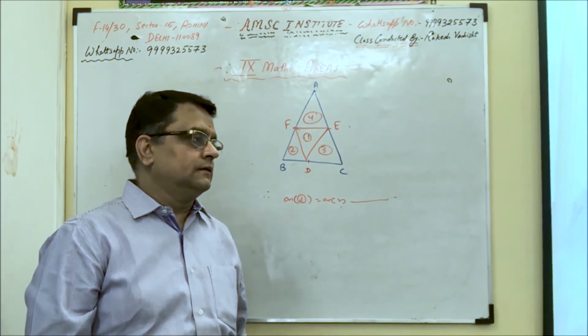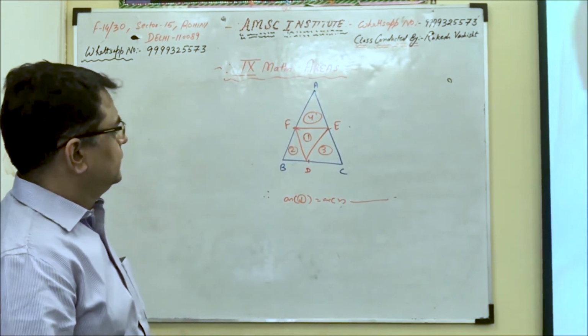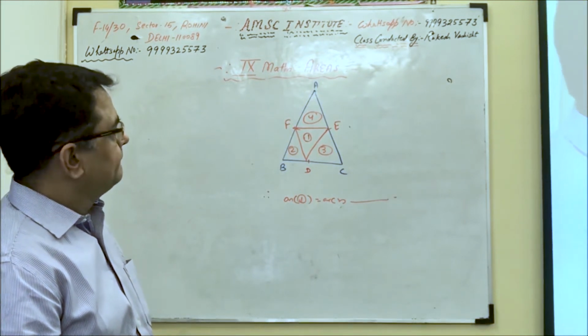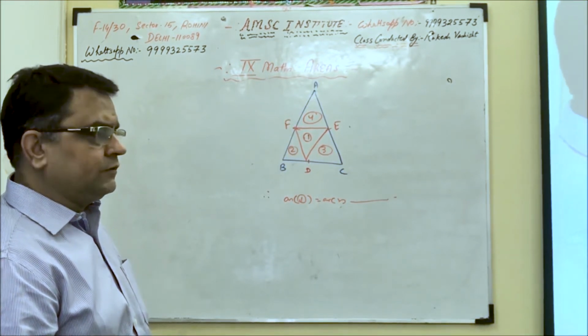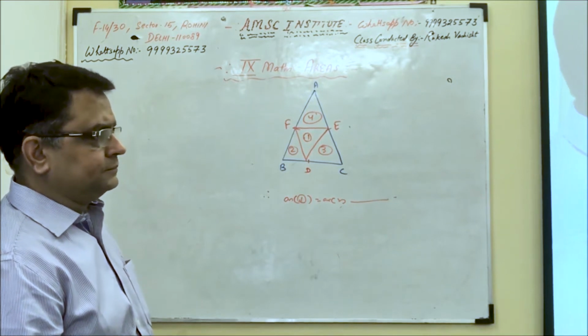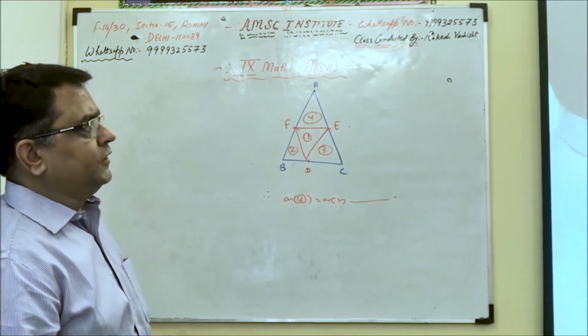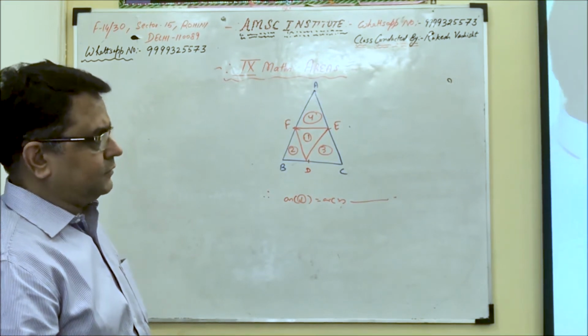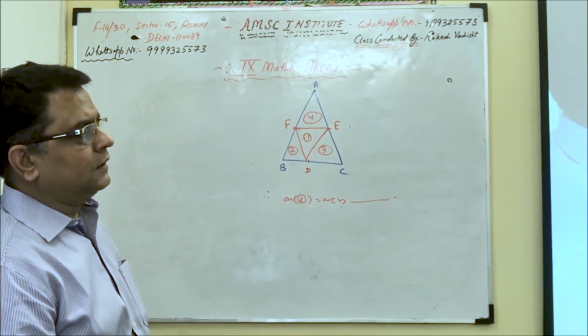Tell me. Sir, FEDB is a parallelogram. FEDB is a parallelogram. How? Sir, FE is equal to BD by midpoint theorem. FE is equal to BD. How come we can say that FE is equal to BD? FE is equal to half of DC. Very good. So FE is equal to BD as well as parallel.